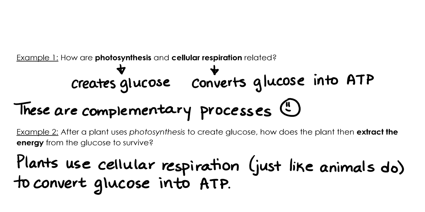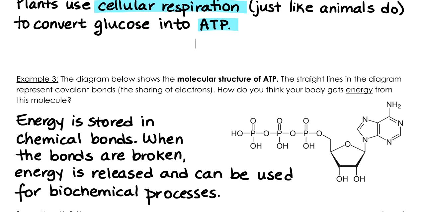Photosynthesis and cellular respiration are complementary processes. The whole point of photosynthesis is to make glucose, and the whole point of cellular respiration is to turn that glucose into a type of energy the organism can use to survive, ATP. So after a plant uses photosynthesis to create glucose, the only way to extract that energy and convert it into a usable form is for the plant to perform cellular respiration, just like the rest of us heterotrophs, to obtain ATP.